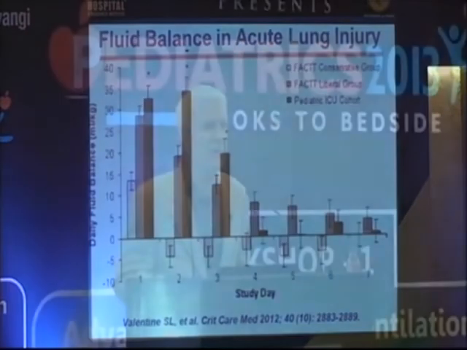So here is some, I think, very interesting information about all of this. What you're going to see here are some data from the ARDS network study, one of them, and then looking at the same type of data in pediatric patients with acute lung injury.